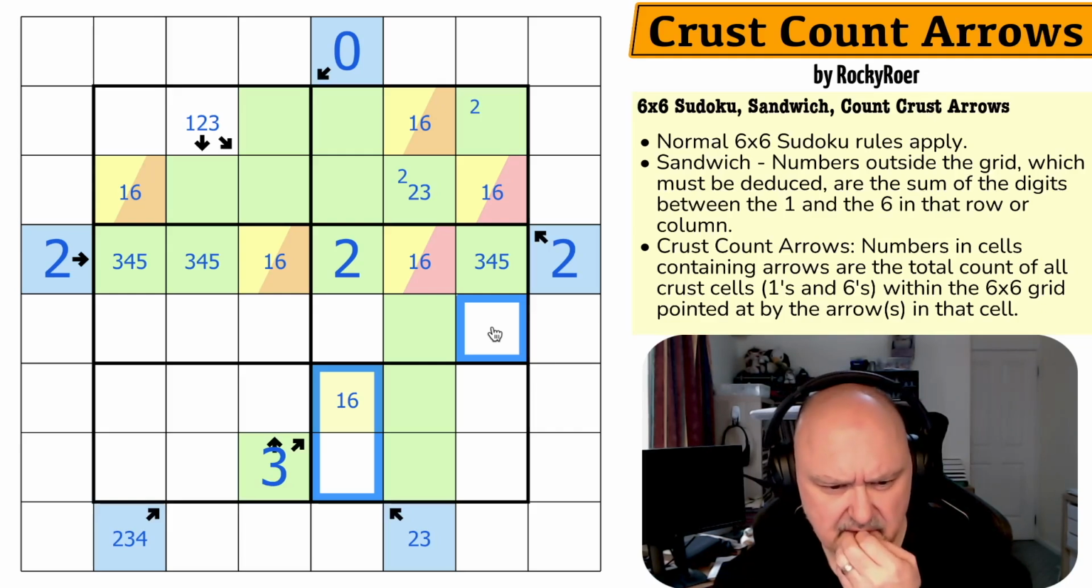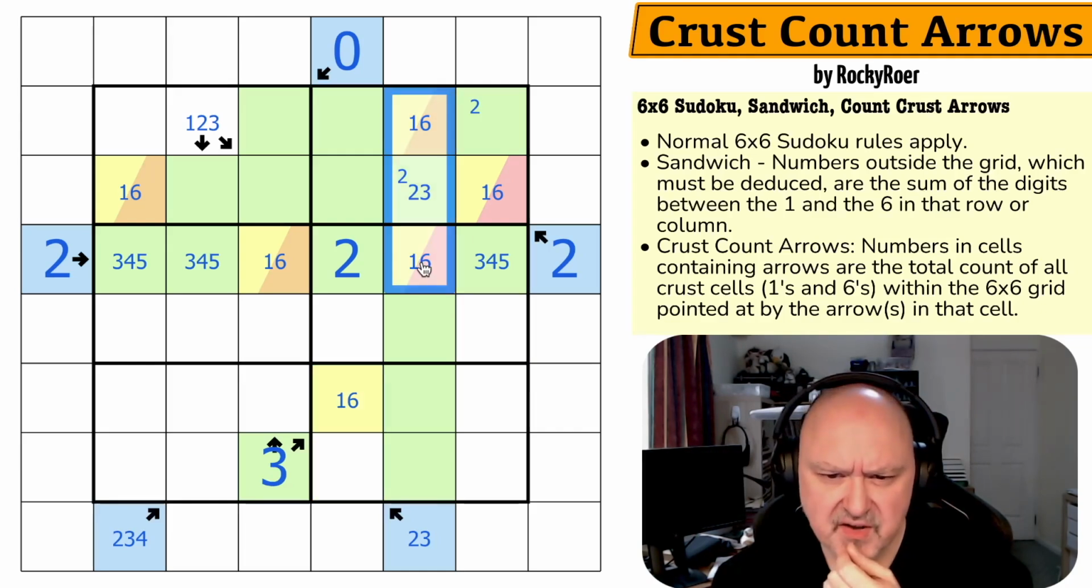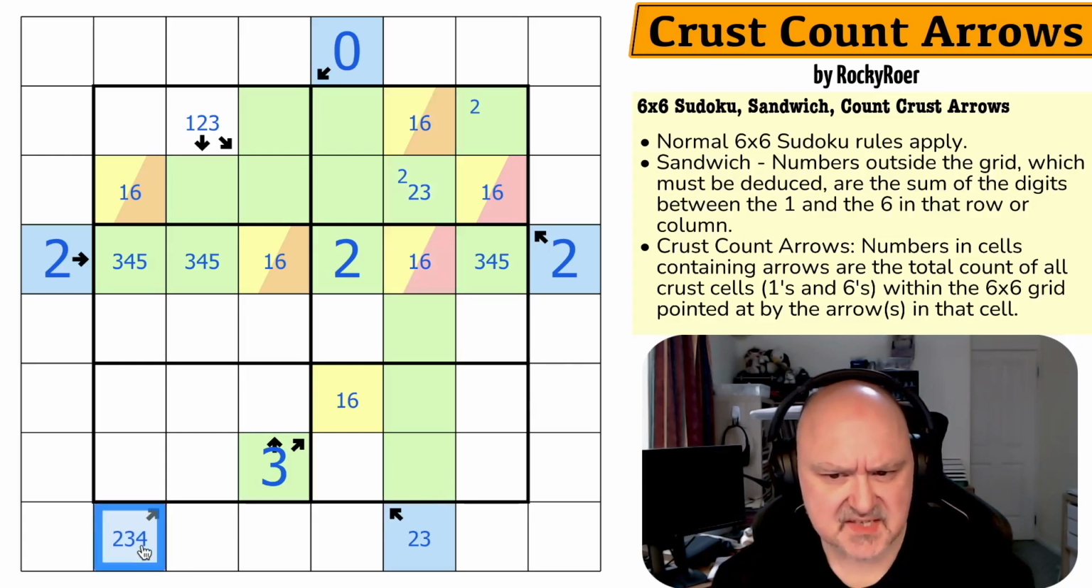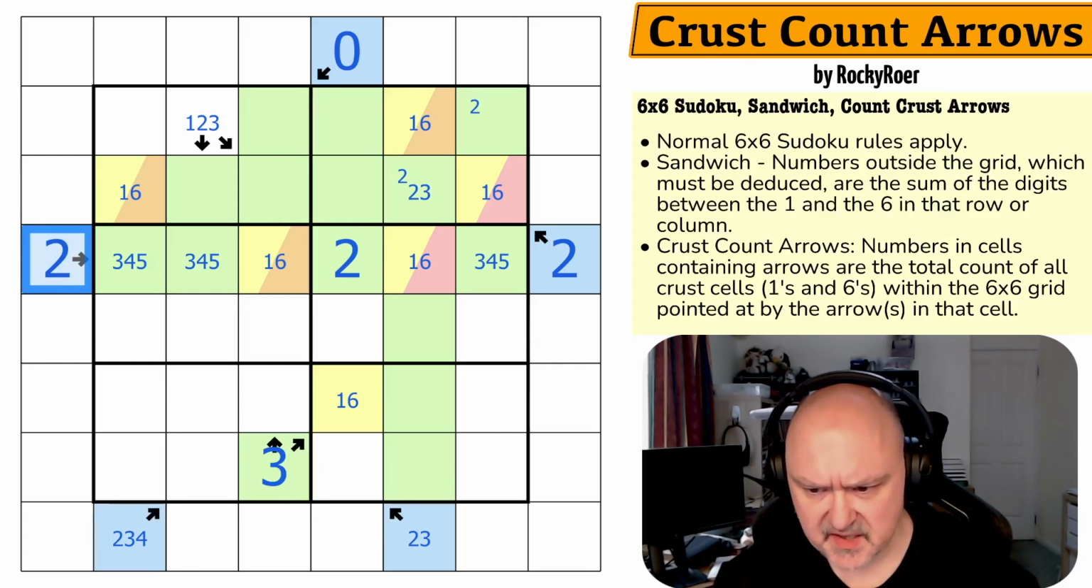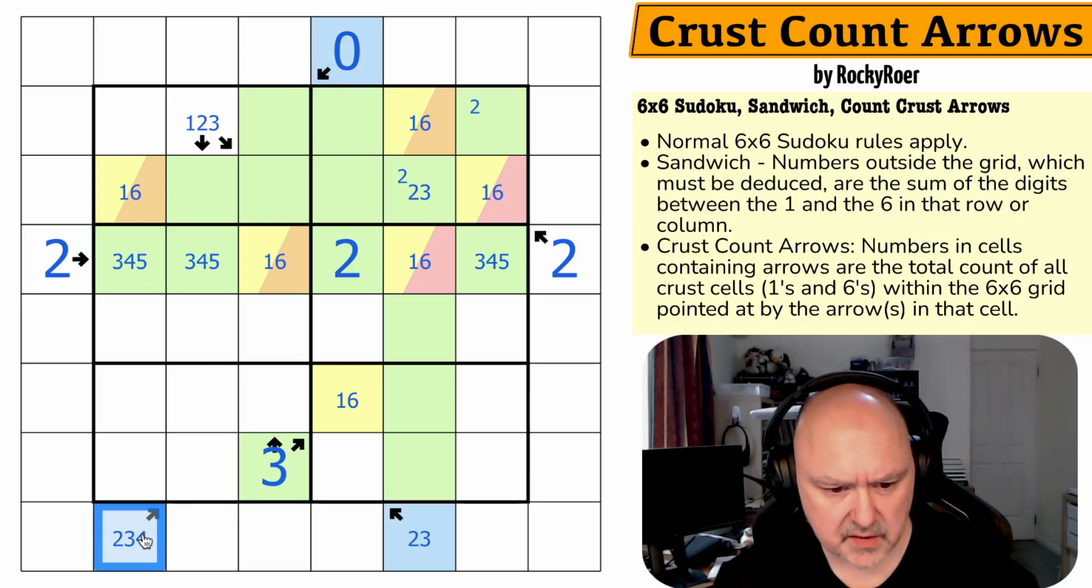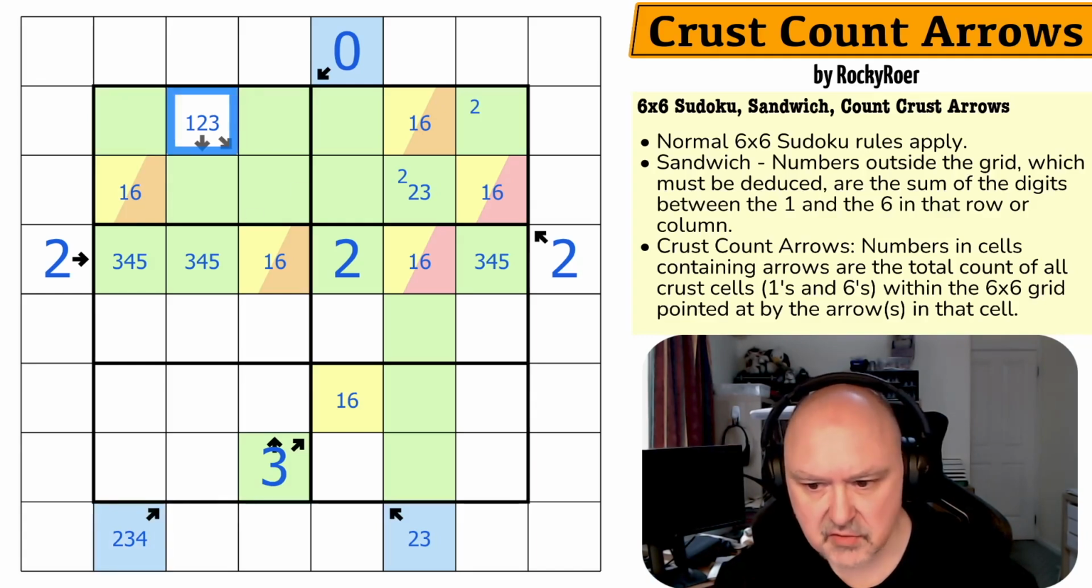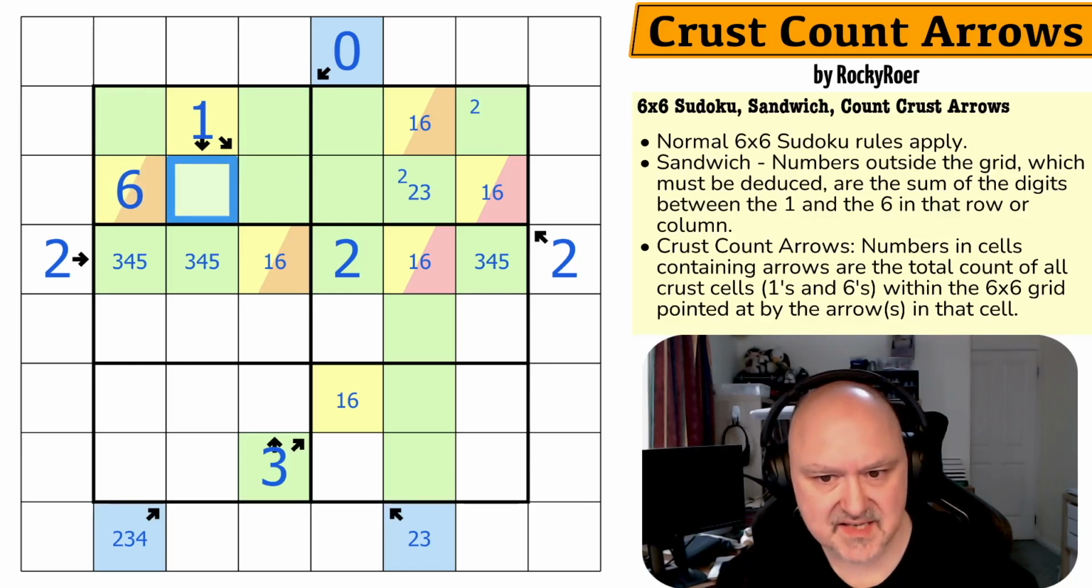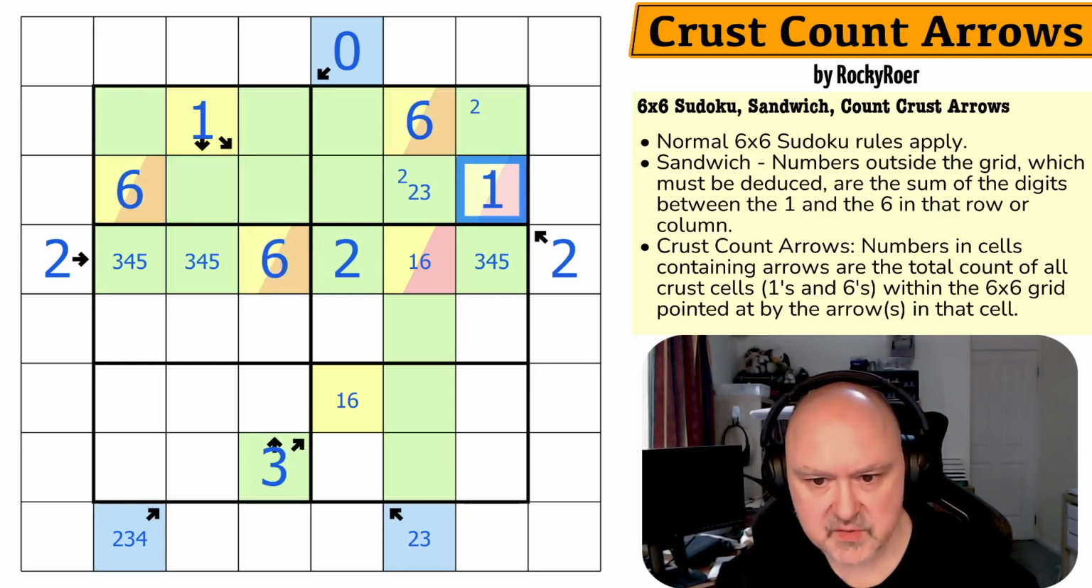I don't get it. Oh, it's the same trick as here, but here. This is a sandwich clue. So this sandwich clue is done. This sandwich clue is done. This sandwich clue is not done yet, but this one, a 2, is a single digit sandwich clue. This is a crust for this sandwich clue. So this can't be part of it because this is a non-zero sandwich clue. So this is a crust, which means this is 1, this is 6, orange is 6, red is 1.